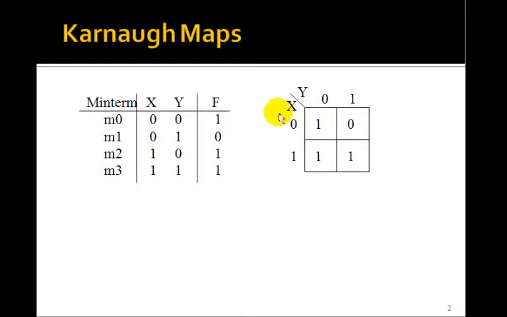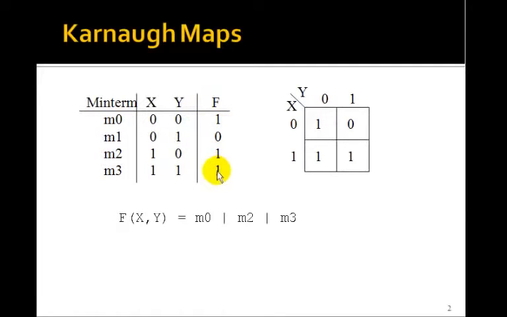Then this min term m0, where x is 0, y is 0, is 1. That's that 1. This 0, x is 0, y is 1, is 0. X is 1, y is 0, that's this 1. And this last 1 is over here, where x and y are both 1. So this little square here, which we'll call a Karnaugh map, has the same information as this truth table.